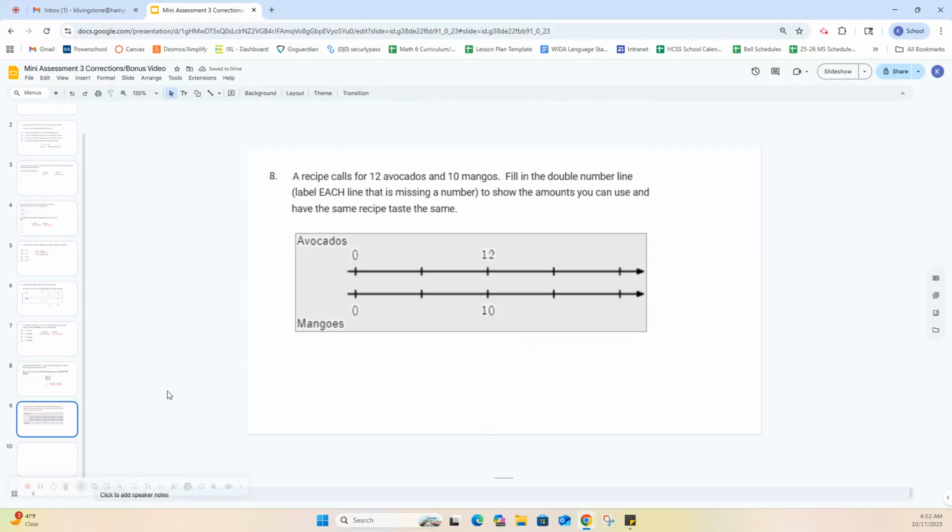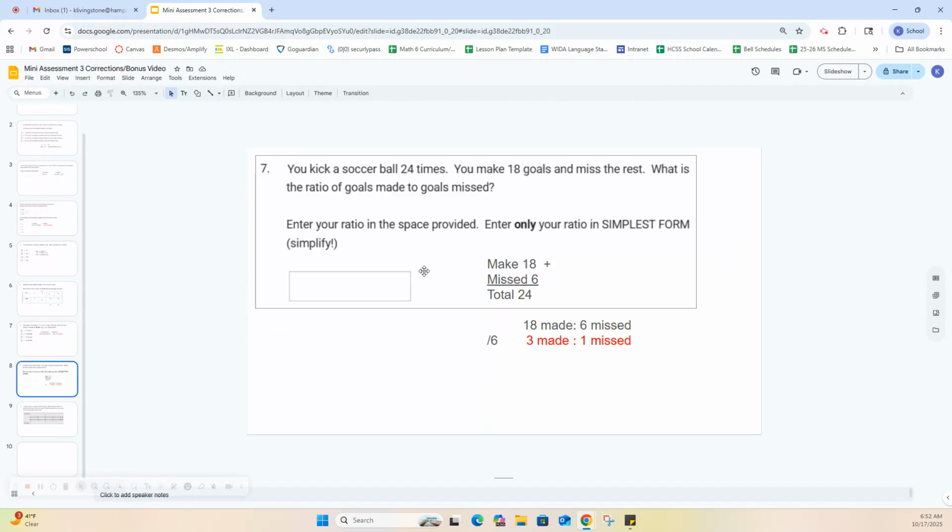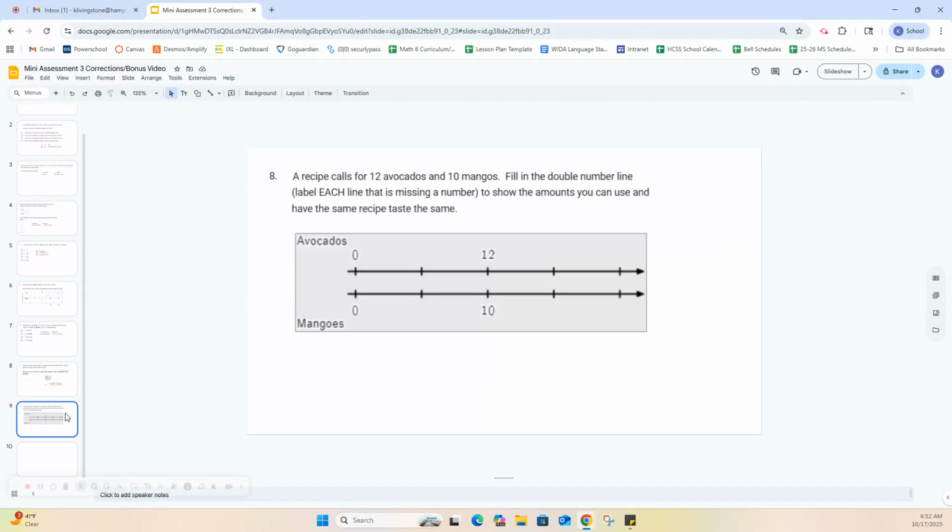A recipe calls for 12 avocados and 10 mangoes. Fill in the double number line and label each line that is missing to show the amounts you can use and have the same recipe. Okay, so we start at 12 and 10, and first we need to work backwards. So think of a common factor between 12 and 10. What can I divide both of those numbers by? You guessed it, 2. So 12 divided by 2 would give us 6, and 10 divided by 2 would give us 5.